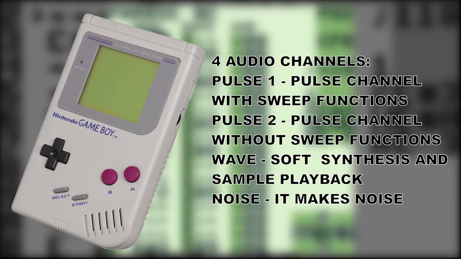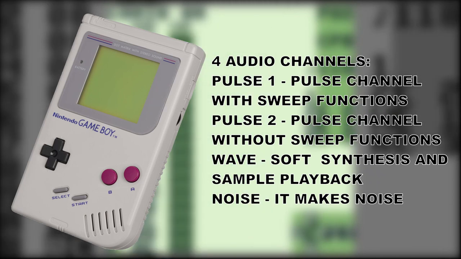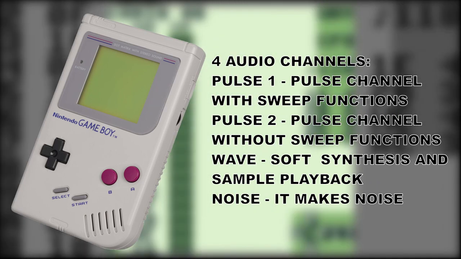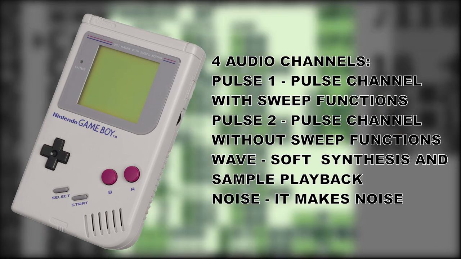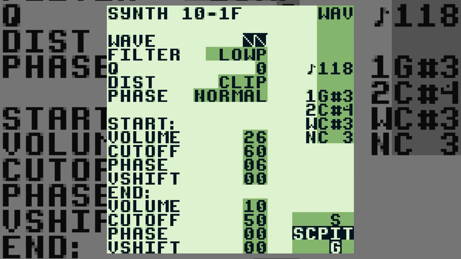The Nintendo Game Boy has four audio channels. One pulse channel with sweep functions, another pulse channel without sweep functions, a wave channel that allows for synthesis and sample playback, and a noise channel that produces noise. All channels are monophonic, meaning they can only play one note at a time. LSDJ is a tracker that runs on the Game Boy itself or on an emulator.